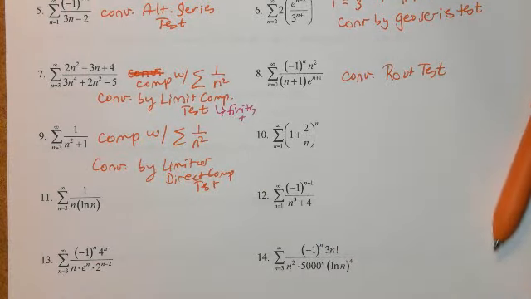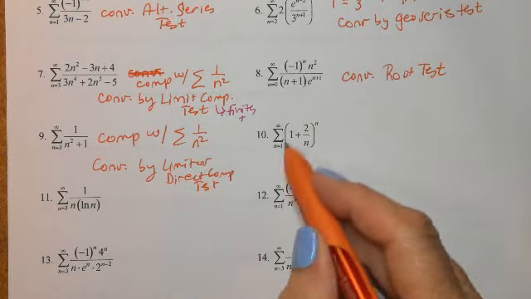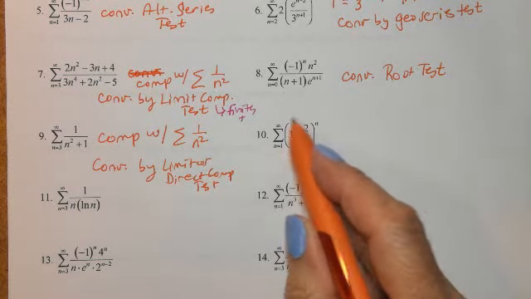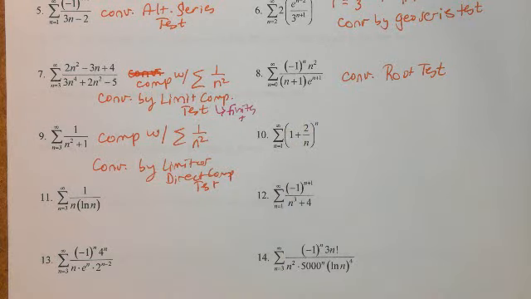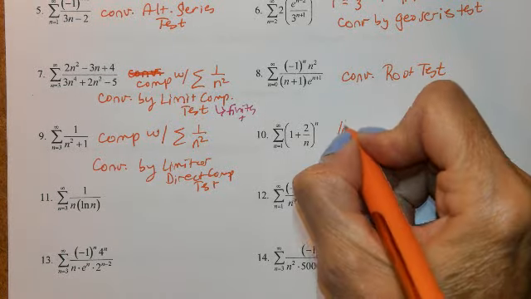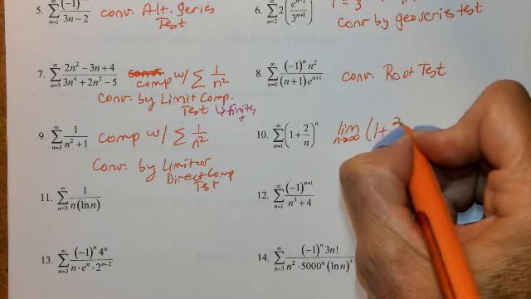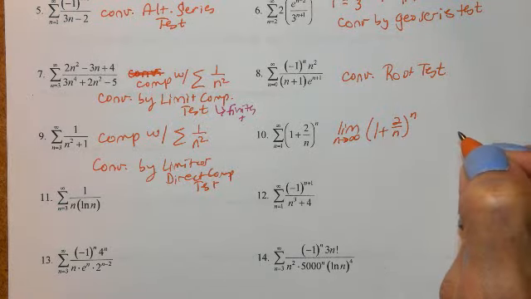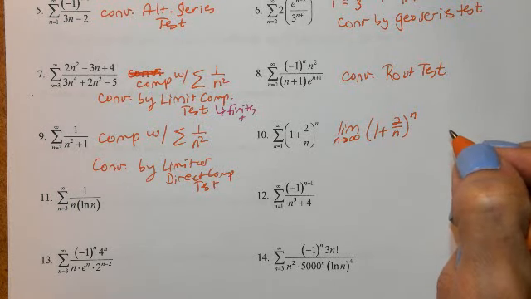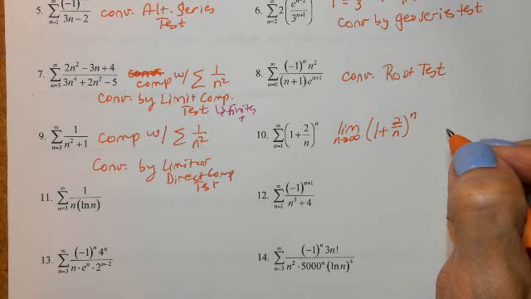Number 10. What is this? I could use the root test. Or I can use the fact that the limit as n goes to infinity of this. Oh, you know what? I cannot use the root test. I would get 1 for my answer, and that's not going to work.